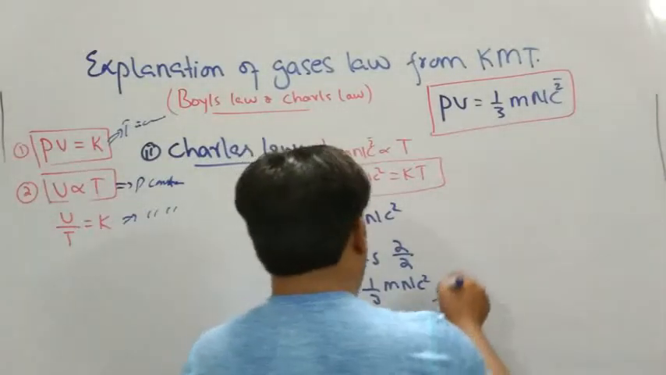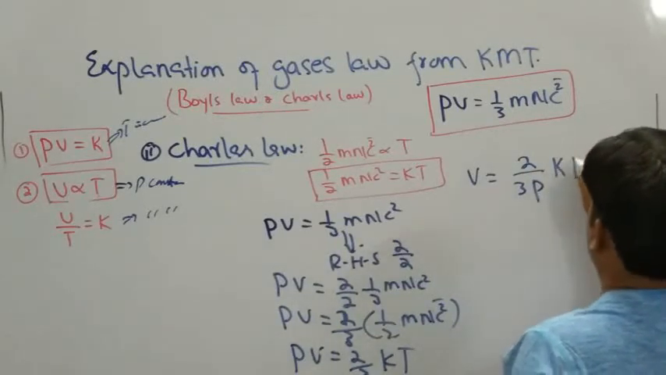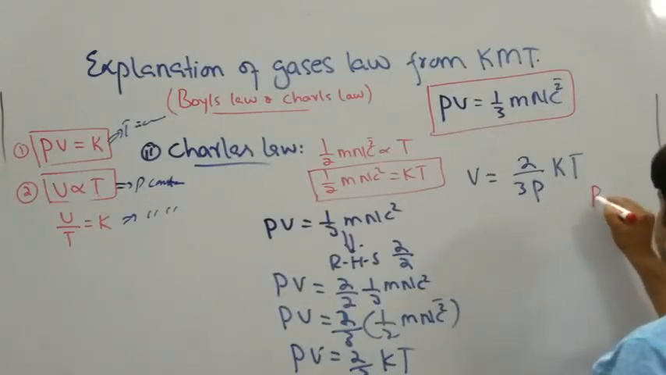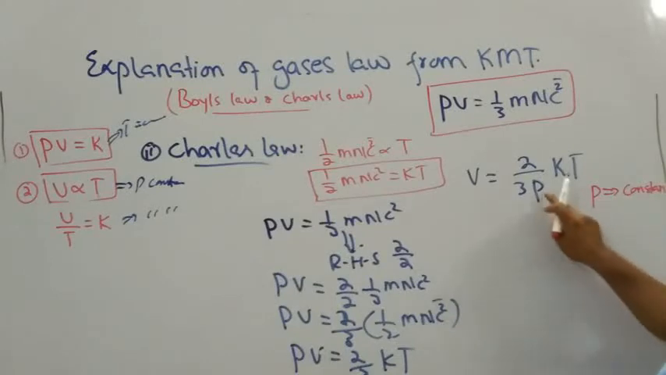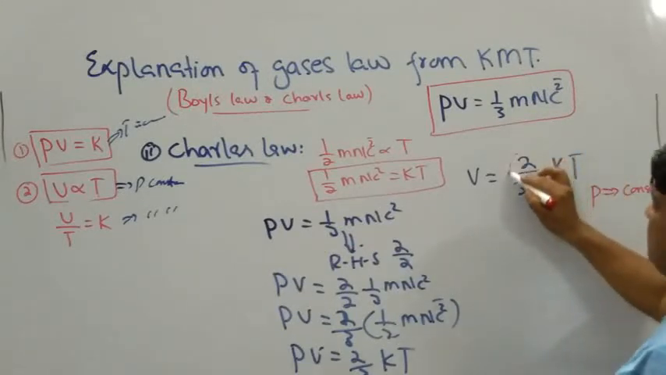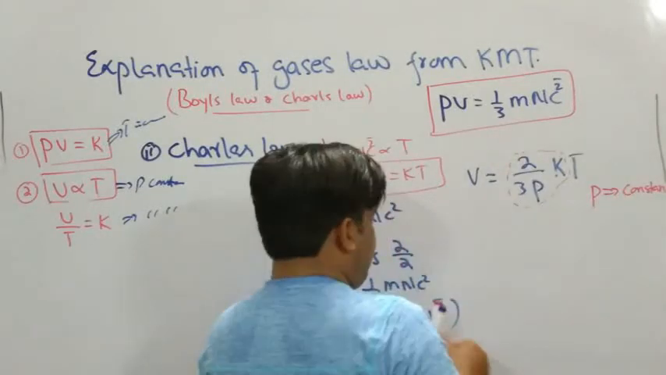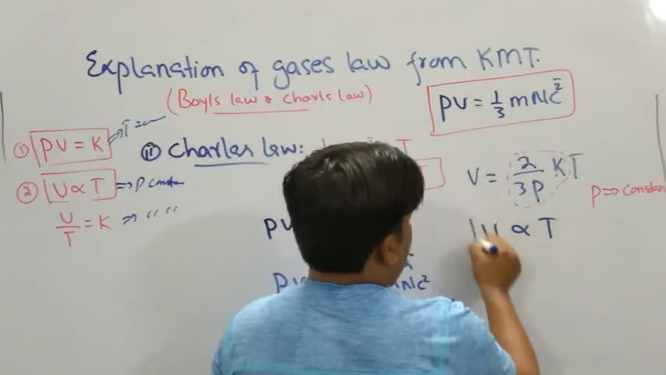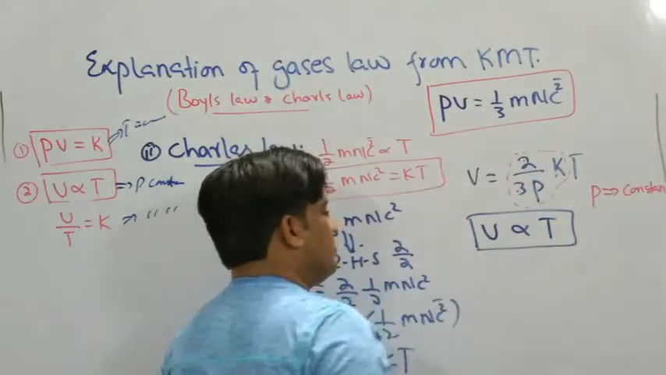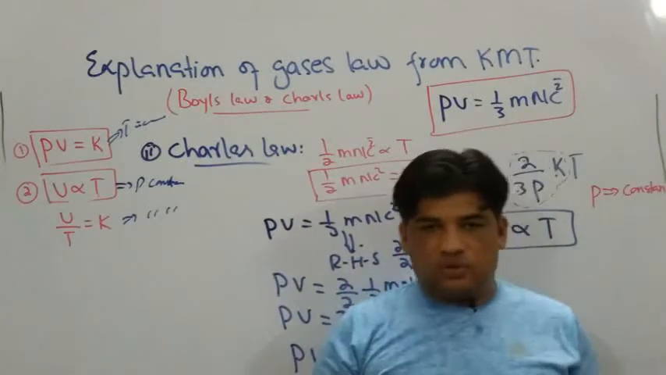Rearrange this equation, taking P to the other side. So V will be equal to 2/3P times KT. If P is taken constant, 2/3 is already constant and K is constant, everything is constant. If we remove the constants, proportionality comes: V is directly proportional to T. So that is the proof of another gas law, Charles law, from the kinetic molecular theory of gases and the kinetic equation PV is equal to 1/3 mc square bar.